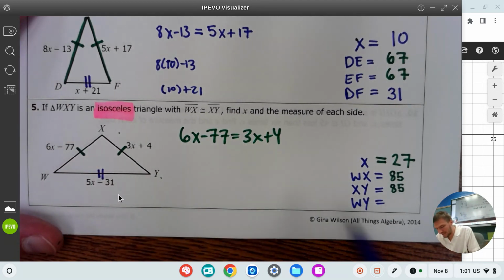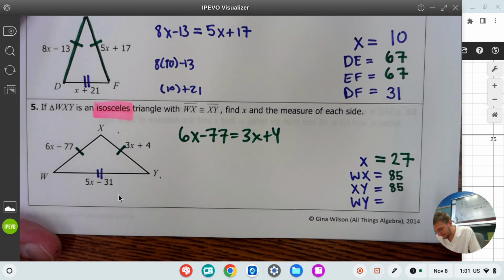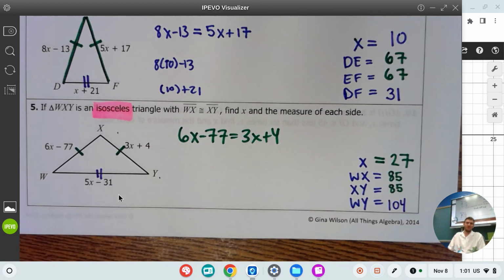Last one, what's WY? You said 103? 104, nice. I was thinking that 3 can't be right, but that's perfect. 104. And I'm kind of trusting blindly. I double-checked XY, but I think we're good.